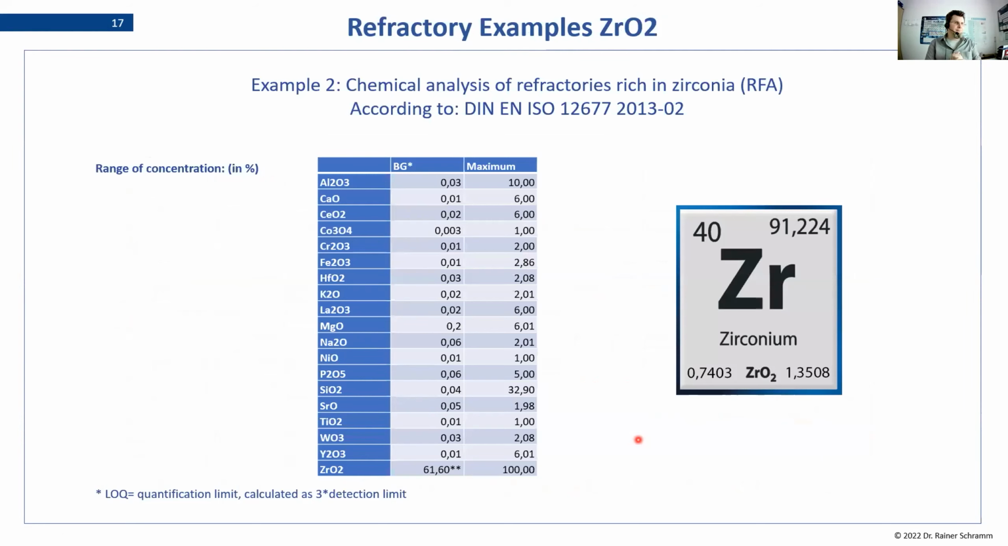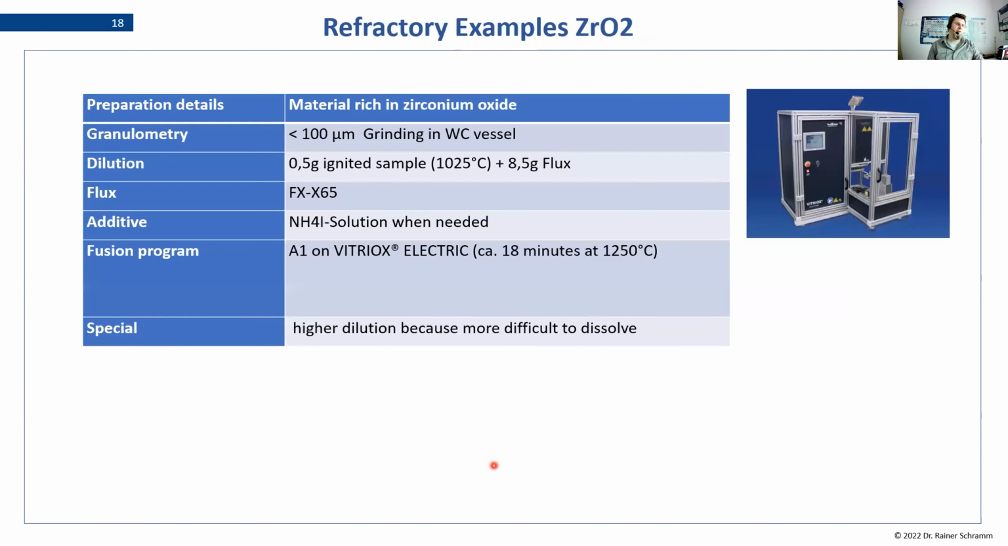Second example, we have the zirconia-rich materials. So we have refractories rich in zirconia. Again, we have quite a different range here. Notice the aluminum doesn't go up. We have some other analytes. Silica isn't that high, but of course, zirconia is quite a lot. So that's kind of the special here. And silica and zirconia both have kind of similar characteristics when it comes to fusion.